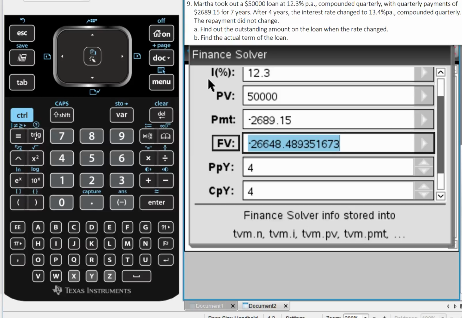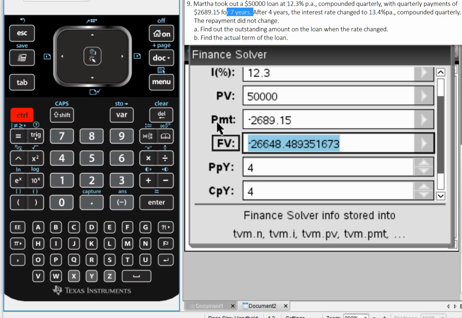Part B asks us to find the actual term of the loan. So originally we know that she was supposed to pay it off in 7 years. However, as the terms changed, she's going to be paying it off a little bit slower because the interest rate has increased. So we need to figure out what's the actual term of the loan. It's not 7 years, it's going to be something else. So to do this, we know after 4 years, she still owes this $26,000 and change. So that becomes our present value.